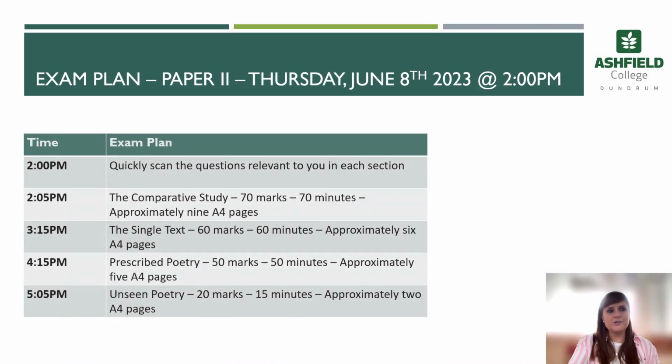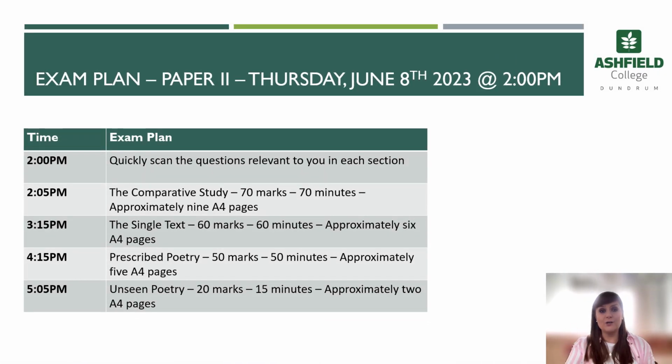Then for paper 2, so this is Thursday. For a lot of you, this will probably be your second exam at 2 p.m. So it's the afternoon exam on Thursday. So 2 p.m, quickly scan through the questions relevant to you in each section. So for example, in the single text, look at the questions on Macbeth. And the comparative one, look at the ones on theme or issue, for example. Then 2:05, start your comparative.